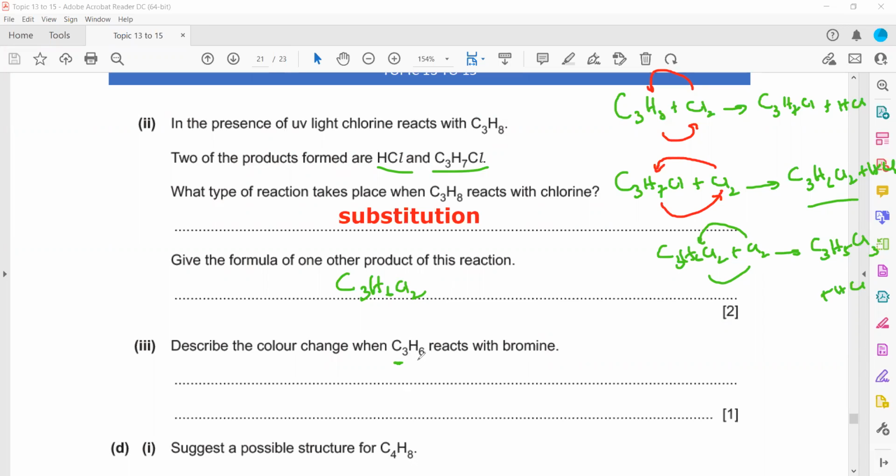Describe the color change when C3H6 reacts with bromine. Because here they did not mention aqueous, you can mention red to colorless, but normally in the lab when we are using bromine, it is not pure bromine, it is aqueous bromine. So it's better you write the color change as orange to colorless, because in the lab we are always using aqueous bromine.